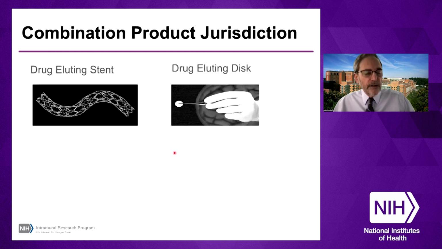So what about combination products? Science marches on, and now we have drug-eluting stents and drug-eluting discs. On the left is a stent that's intended to be implanted in an artery, and it's coated with a drug that, once it's implanted, comes off and prevents the artery from growing into the stent struts and closing the artery off again. The drug-eluting disc contains a chemotherapy drug, and it's implanted in a brain tumor, and then the drug is released over time.